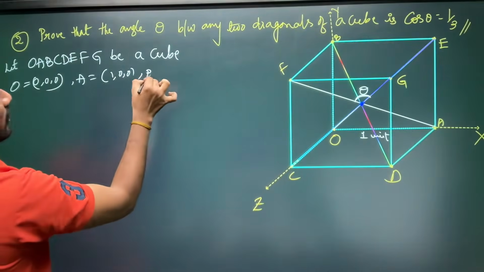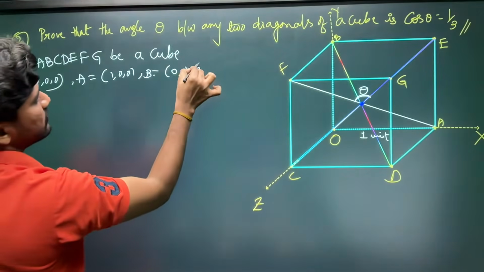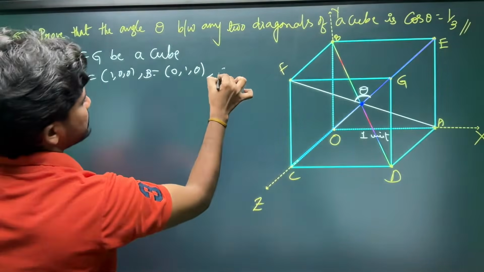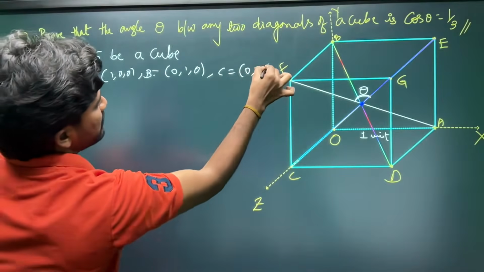And what are the coordinates for B? 0 1 0. Why? Because it is placed on the y axis. And C is equal to 0, 0, 1.